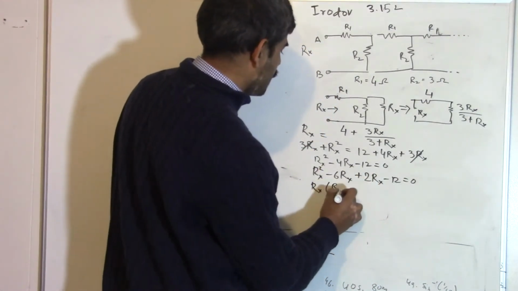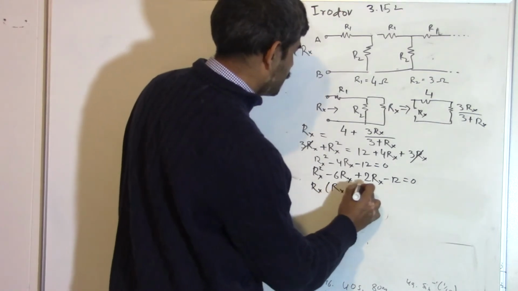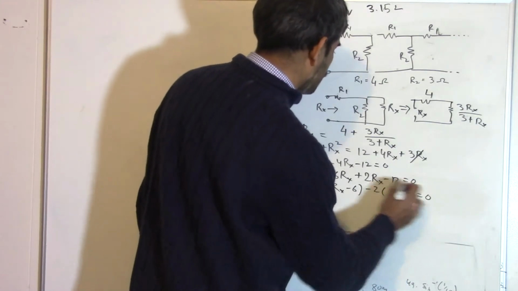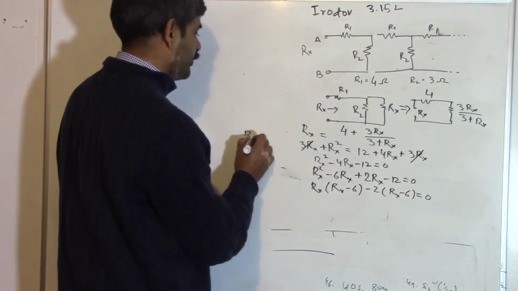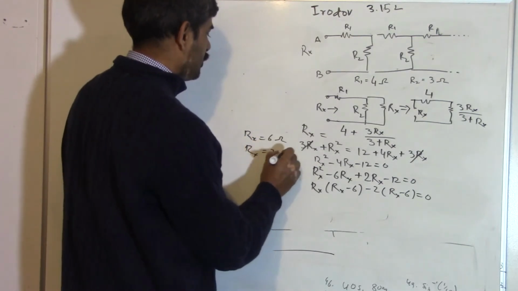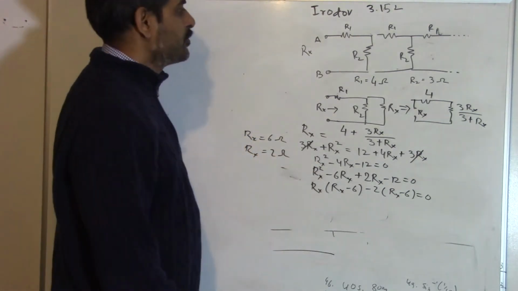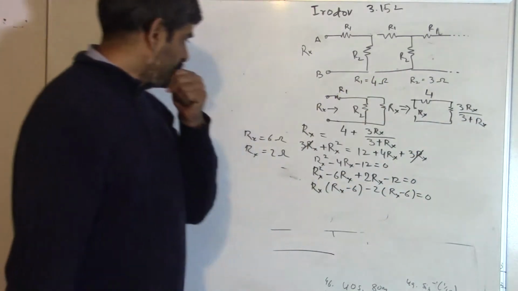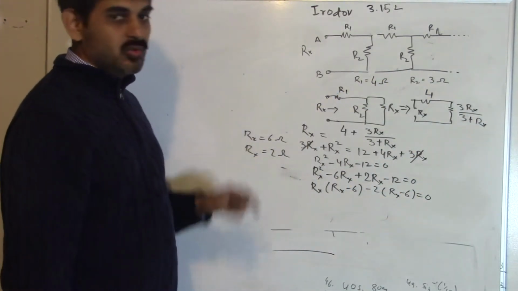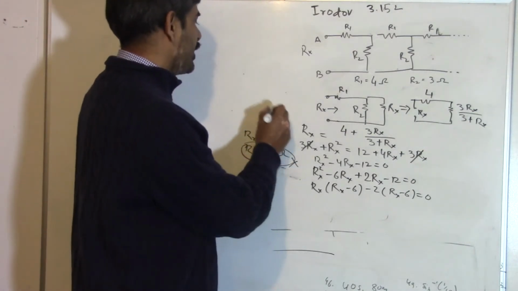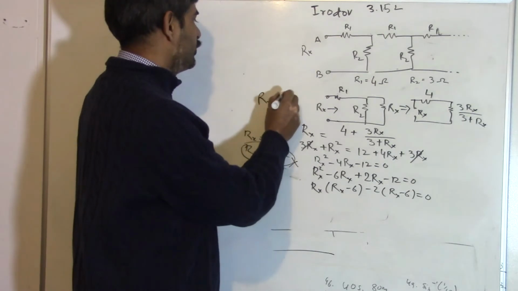Rx, Rx minus 6 plus 2, Rx minus 6 equal to 0. So Rx has two values, either 6 ohm or minus 2 ohm. Because Rx is 4 plus some resistor, it cannot be 2. So this value does not apply. So we should have Rx equal to 6 ohm.